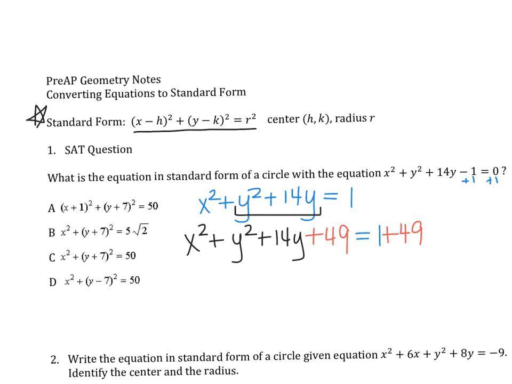Once again, the x squared just stays right where it is. And then I'm going to factor this, and it would be (y plus 7) squared. And then 1 plus 49 is 50. So I took this equation that they gave me and I converted it to the standard form equation of a circle by completing the square. And so your answer, you can see, is letter C.